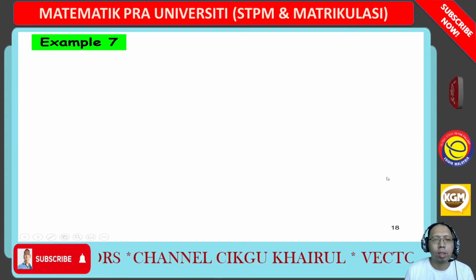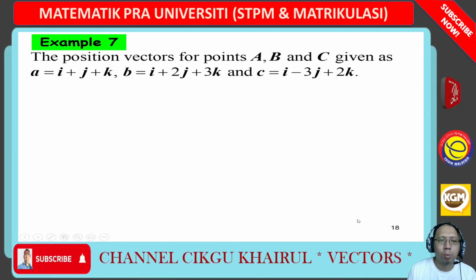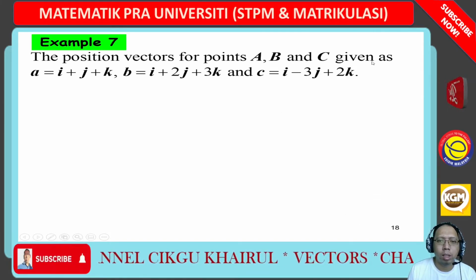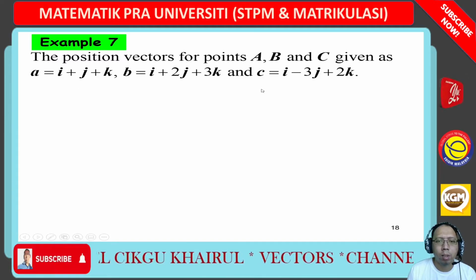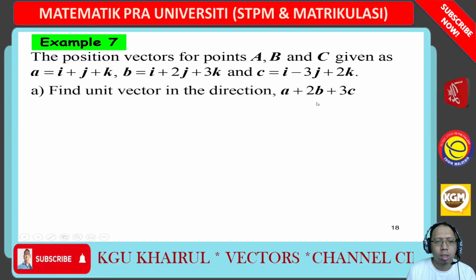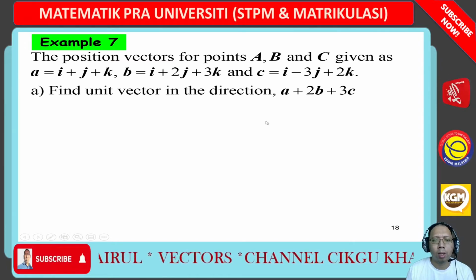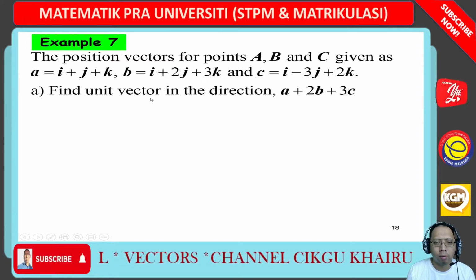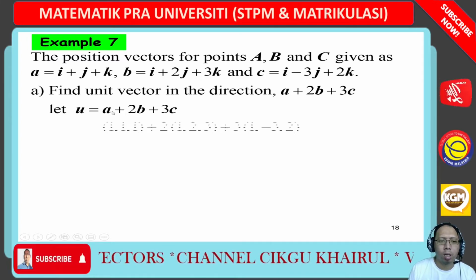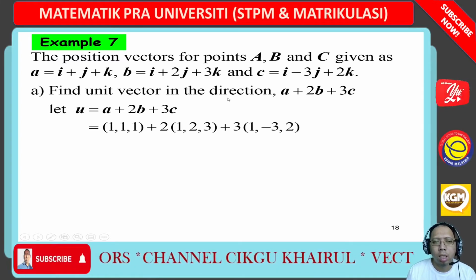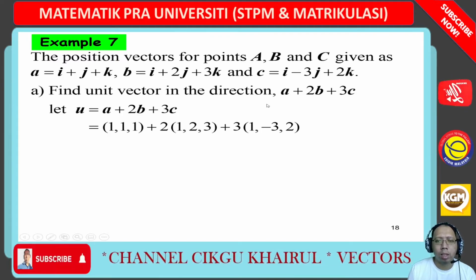Okay, example 7. The position vectors for points A, B, and C are given as A, B, and C. Find the unit vector in the direction A plus 2B plus 3C. The formula of a unit vector is the vector divided by its magnitude.